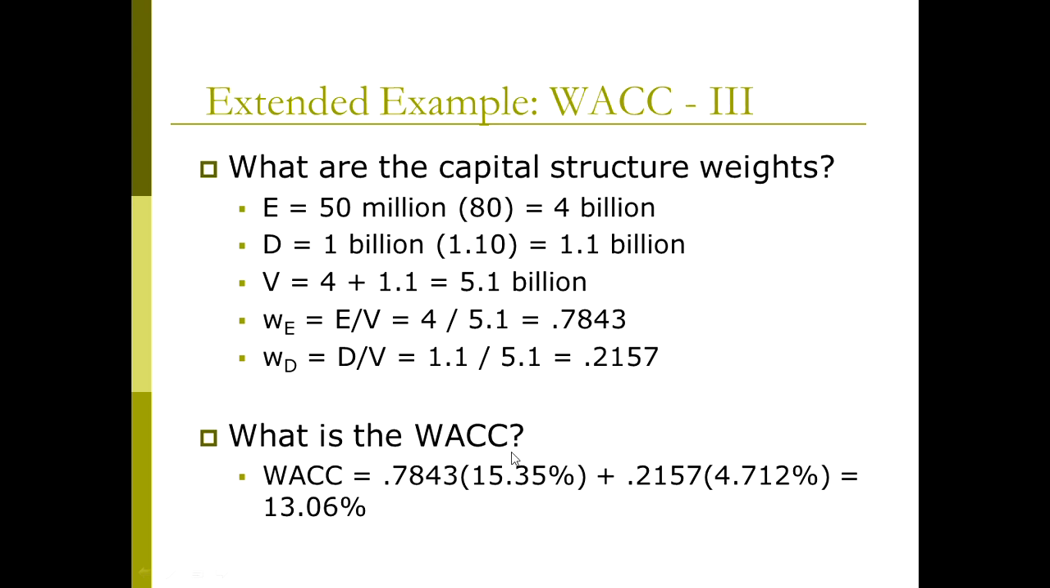What is the weighted average cost of capital? Plug in all the numbers we calculated before. The weight of the equity times the cost of equity plus the weight of the debt times the after-tax cost of debt. The weighted average cost of capital is 13.06%.